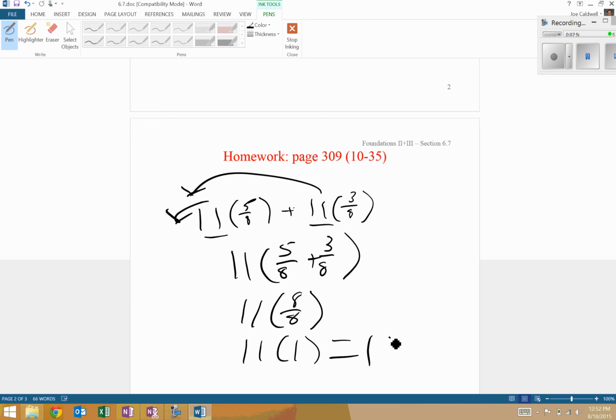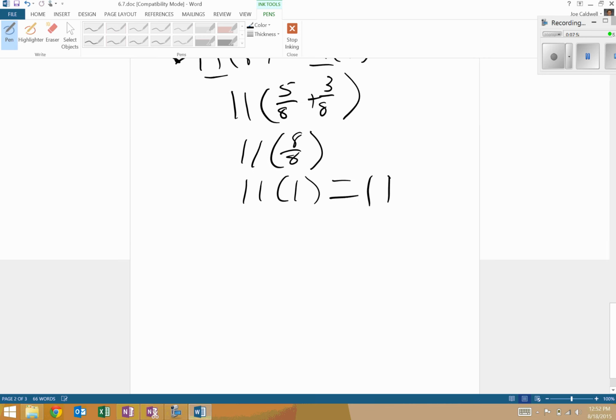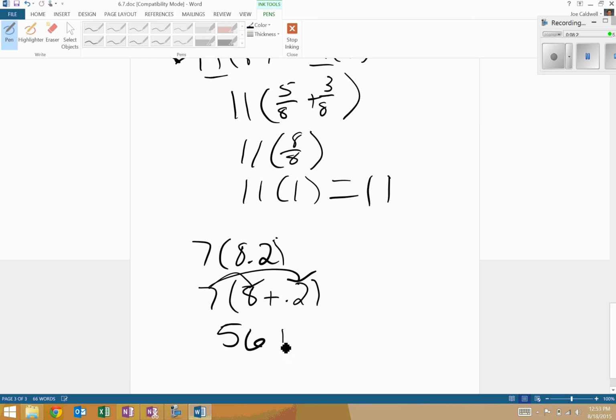Another time you could use it is if you are just trying to make a problem a little easier. You could split up something. So if you had 7 times 8.2, that's kind of a tricky number to work with. Instead, we could say 8.2 is really just 8 plus 0.2. And then I could distribute from there and have easier numbers to work with, do it separately and then add them back together. So then I could say, let's actually do the work.